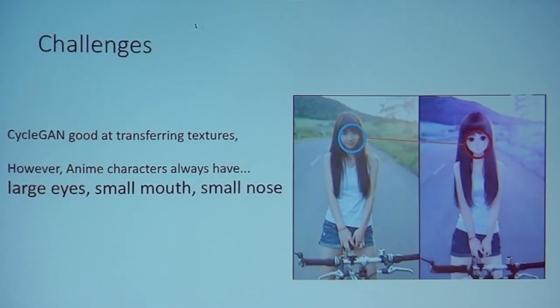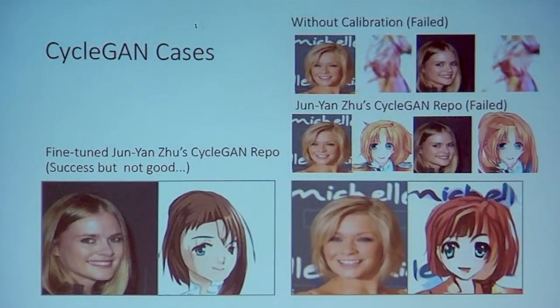It works perfectly on simple texture translation, like horse to zebra, but in the setting of real photo to anime illustration, facial features have totally different scales and proportions. For example, larger eyes, a smaller mouth, and a smaller nose. Handling shape distortion is very difficult since CycleGAN is a fully convolutional model. We tested how the basic idea works, but it's not promising in practice.